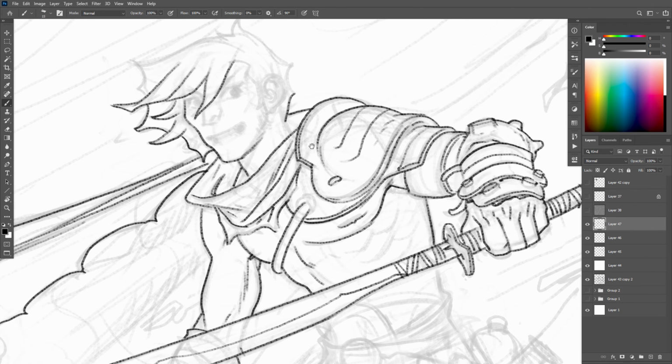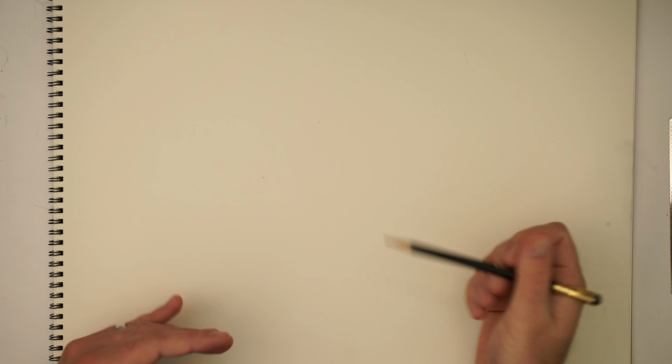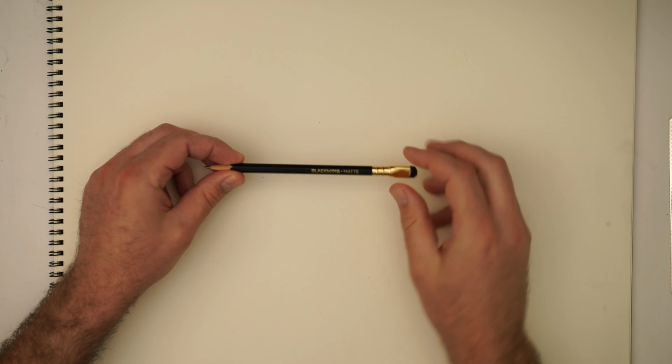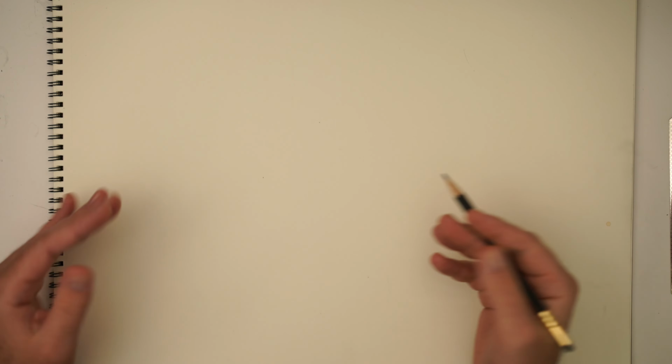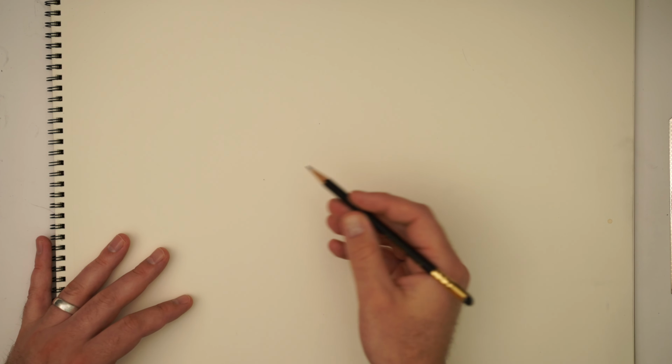All right, here we are at the drawing table. Tools for today that really matter is just that I'm using a pencil, a Blackwing matte, and we're going to go over the very basics of how to draw teeth.